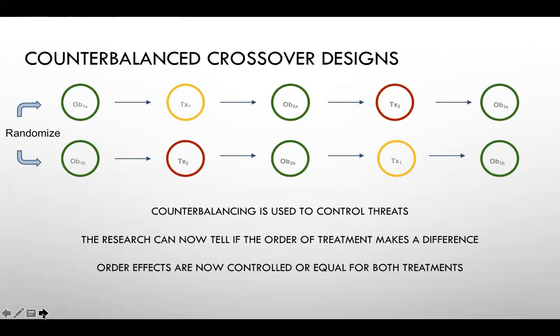However, group 2 is observed and then administered treatment 2 first, observed, and then treatment 1. This now allows a researcher to tell if the order of the treatment makes a difference and if it causes a change in participants over time. And now for each group, the order effects are controlled for, or equal, in both of the treatments.